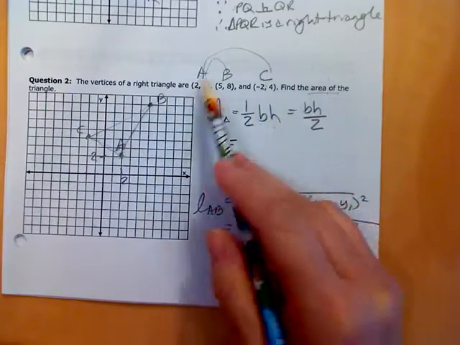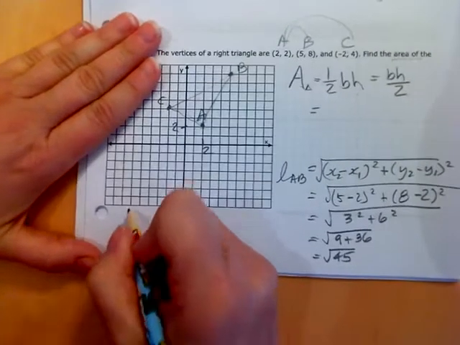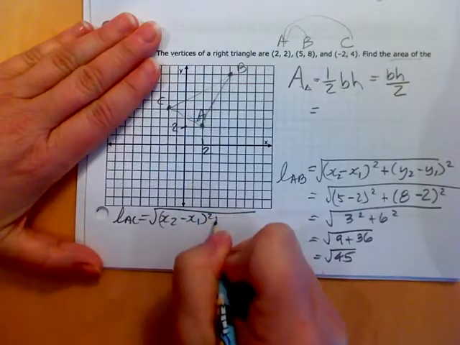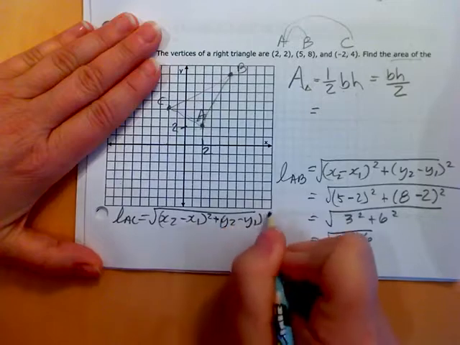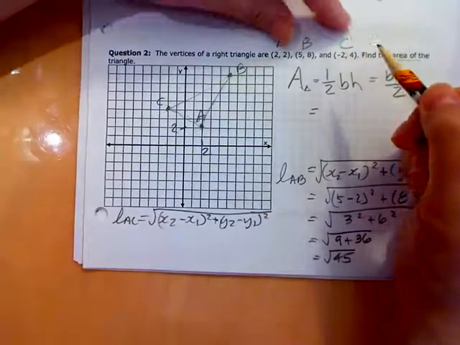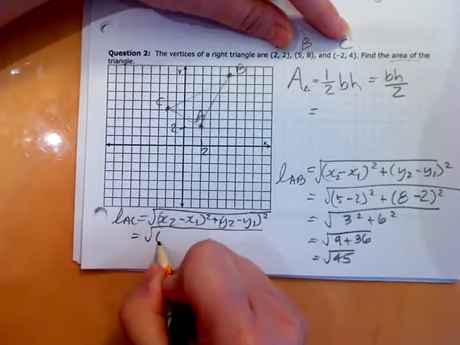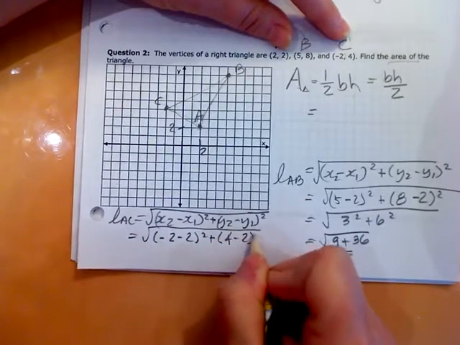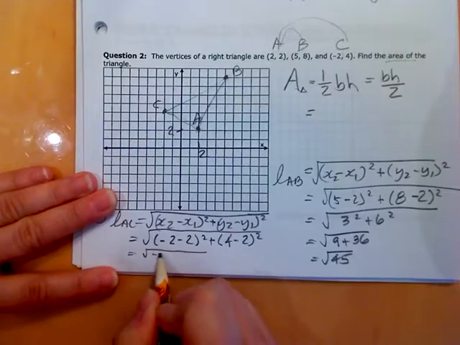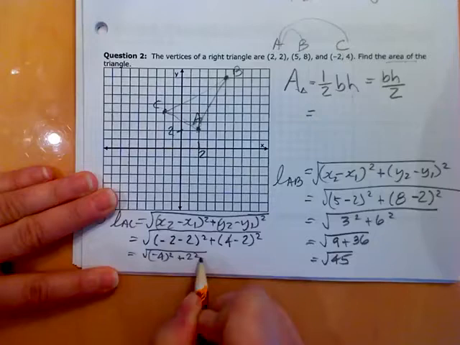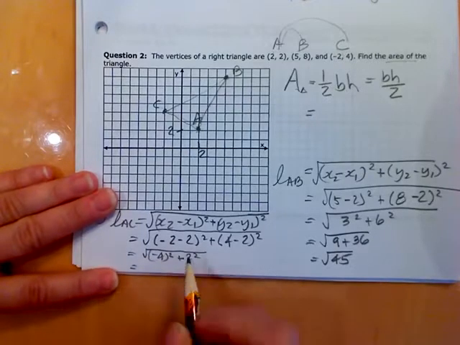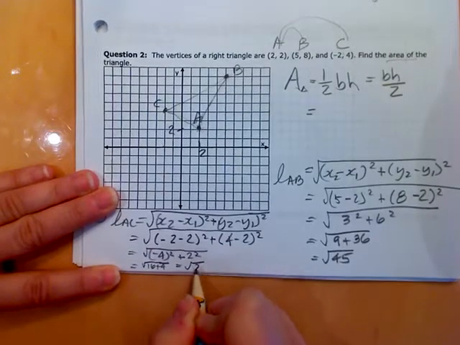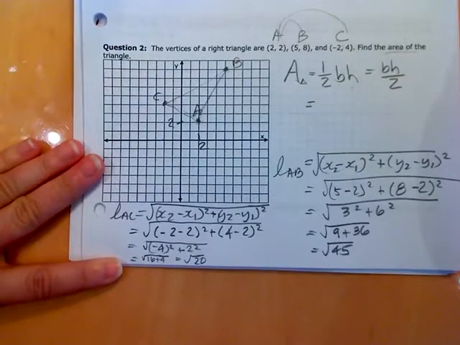Now let's find the length of AC. So I'm going to do it over here. The length of AC is equal to the square root of x2 minus x1 squared plus y2 minus y1 squared. Make sure the root goes over it. And then I'm looking at AC. So I've got here negative 2 minus 2 and 4 minus 2. So that's minus 4 squared plus 2 squared. And that's 16 plus 4, which is root 20. All right, so root 20.